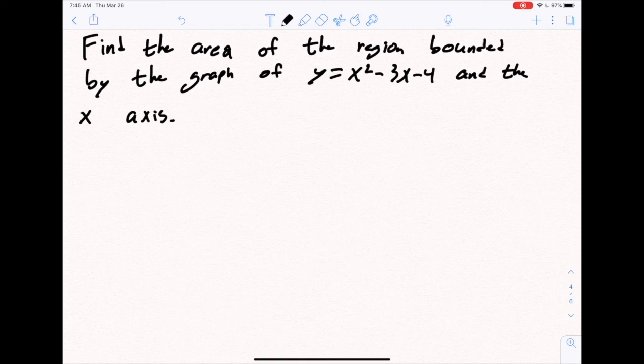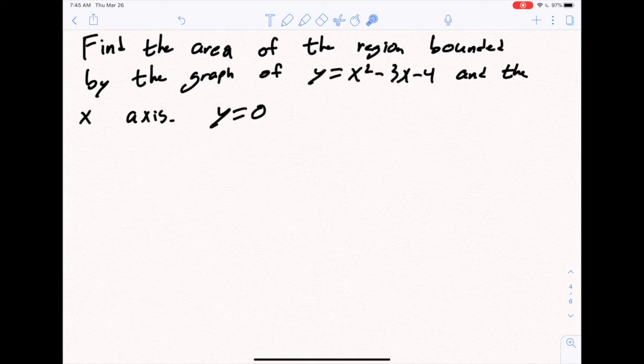But before we can do that, we have to figure out our bounds of integration. So that means our left endpoint and our right endpoint. So we need to set the two functions equal to each other. The x-axis, that's equivalent to the function y equals 0. So we need to set these two functions equal to each other.